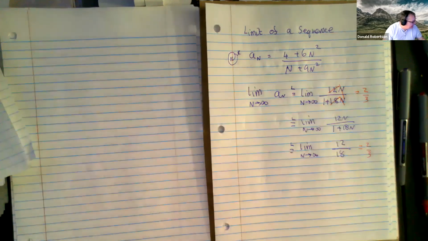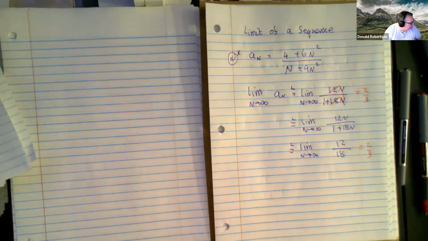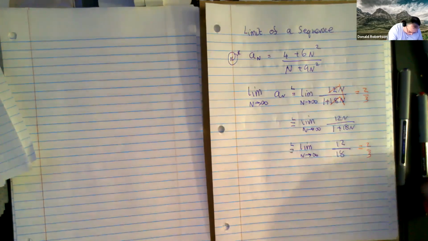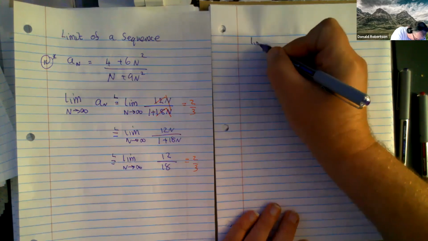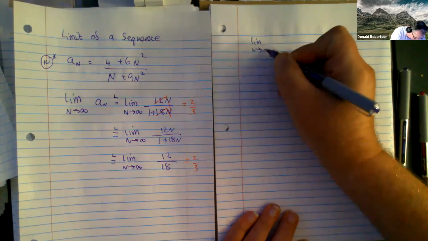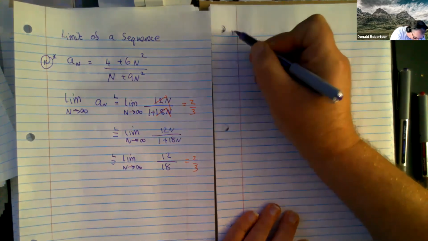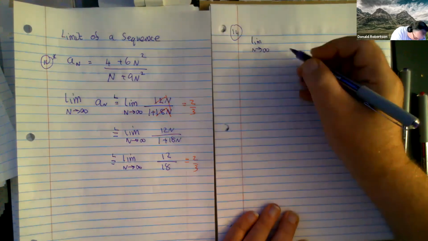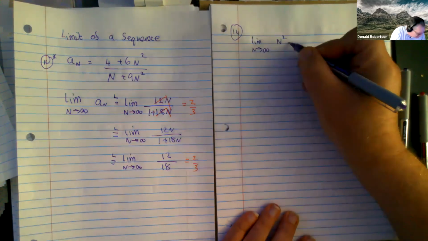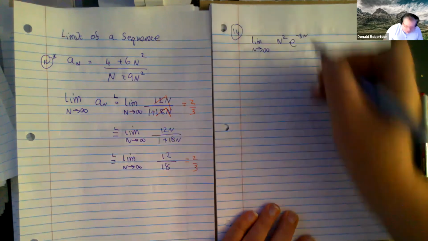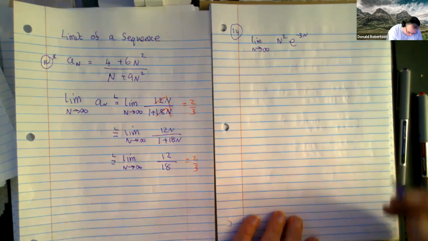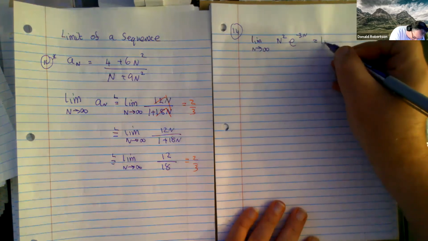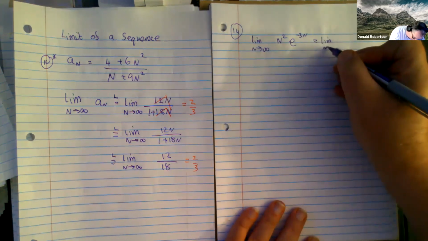Let's pick this one. The limit as n tends to infinity. This is Aversion equation 14. And you have n squared e to the negative 3n. Now, this one is also L'Hopital. It just doesn't look like L'Hopital yet. And that's because you need a fraction to use L'Hopital.